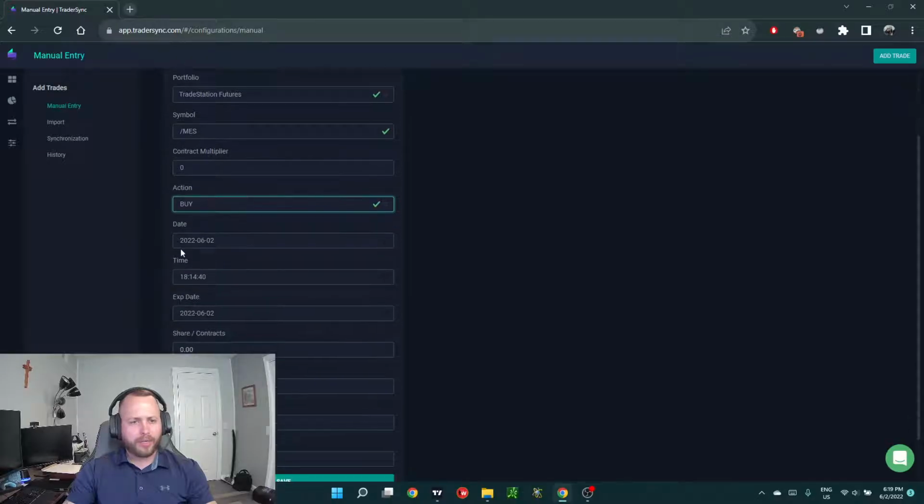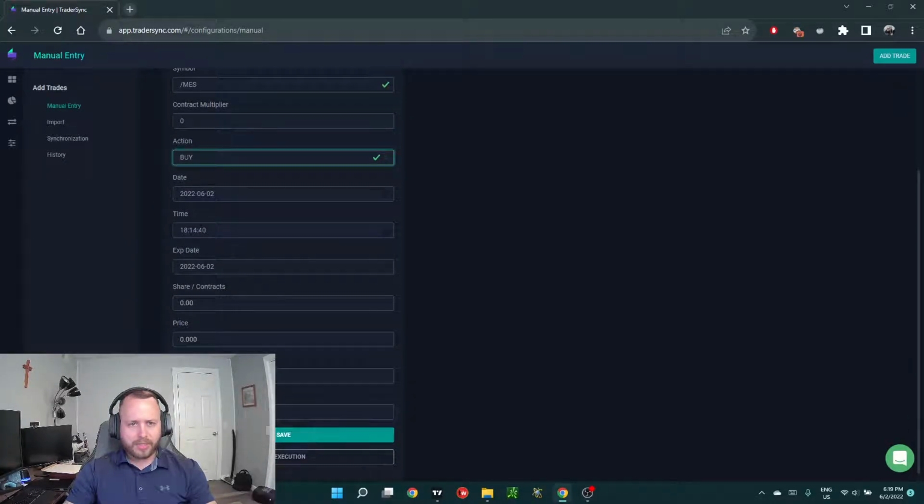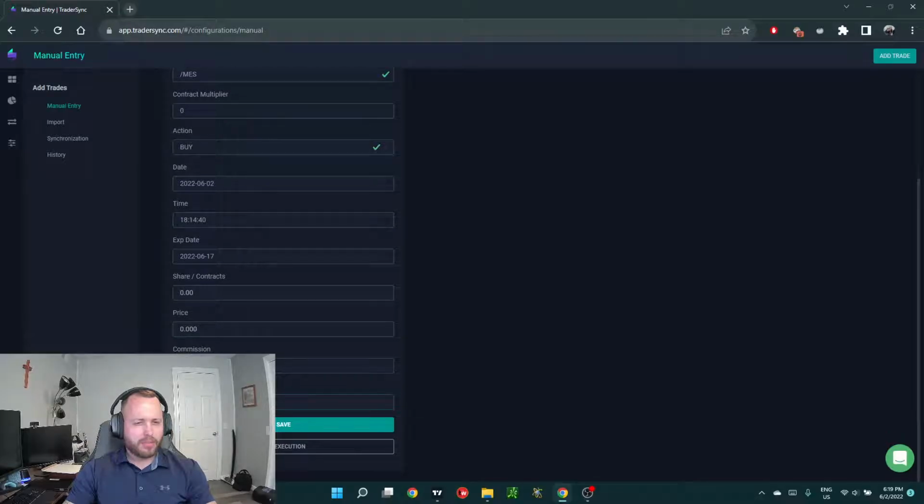Contract multiplier, I don't even know why that's a thing, so that just stays at 0. You can buy or sell. It's going to give us the date and the time, and I'll just be rounding down to the hour. The expiration date is always going to be June 17th for these. And this should be automatically putting commissions at 25 cents per contract. If it's not, I'm not going to bother typing that because that's less typing I have to do.